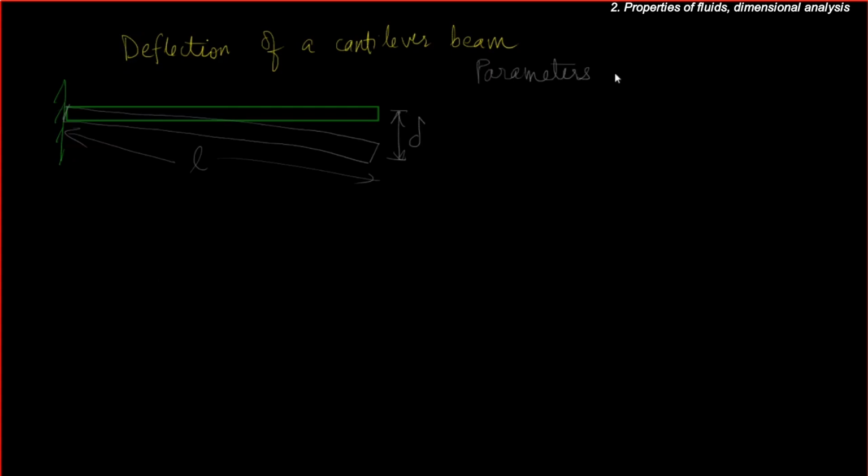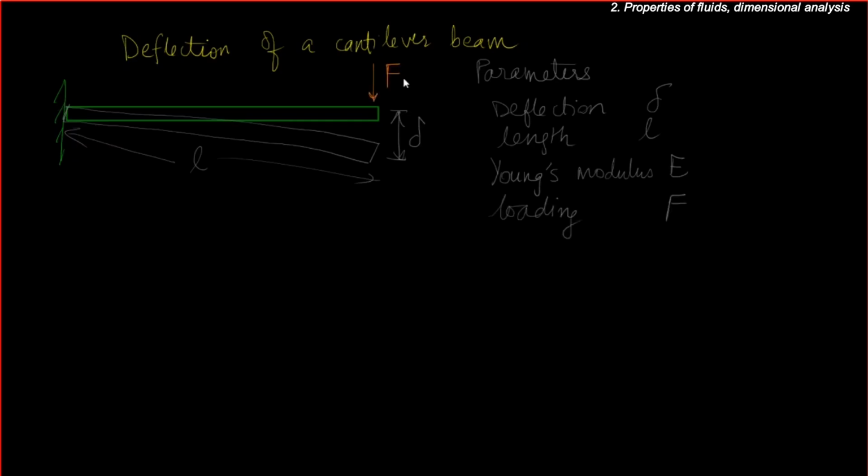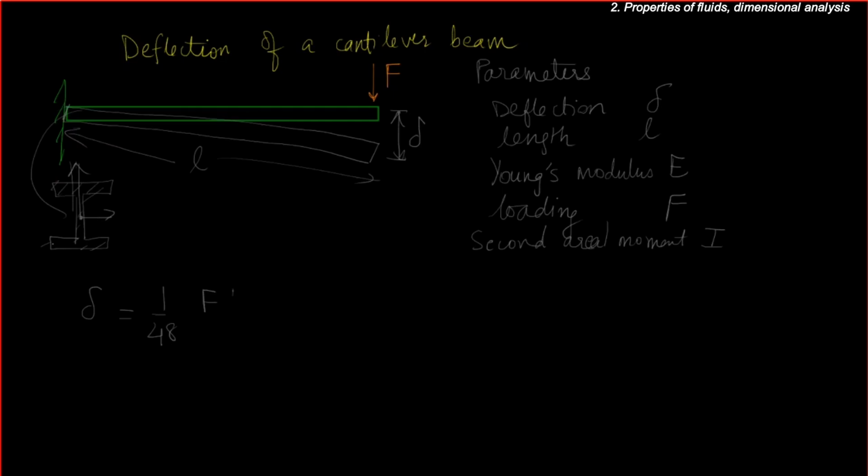Let us consider another example, that of a deflection of a cantilever beam. The important physical parameters in determining the deflection of a cantilever beam are the length of the beam, the deflection that it suffers at the free end, the Young's modulus of the material, the loading at the end, which is capital F, and the second moment of area, which is capital I. For various kinds of shapes, it has a varying stiffness. So we know that the deflection formula is given by 1 upon 48 FL cubed by EI. It's a very famous formula.